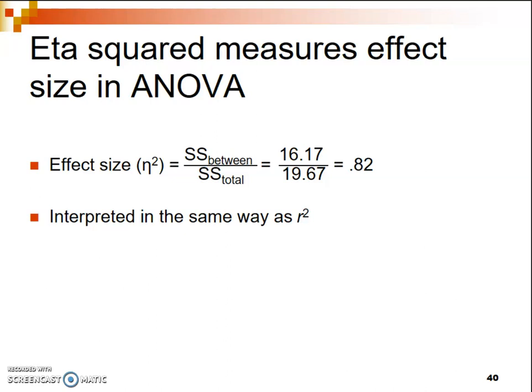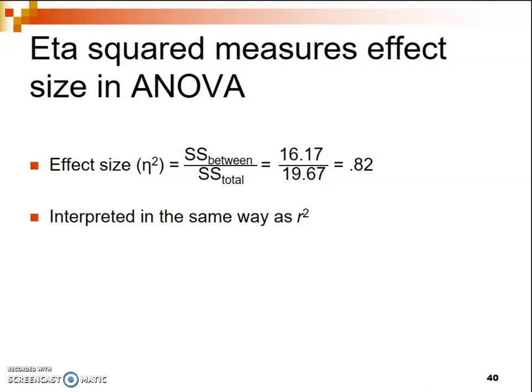So remember, the same criteria is going to apply here in that anything that's bigger than 0.25 is going to be considered a large effect. So you can go ahead and look back at your chapter 9 notes for the ways to interpret R squared. Those same criteria are going to apply here. But in general, this is a very large effect for this ANOVA.